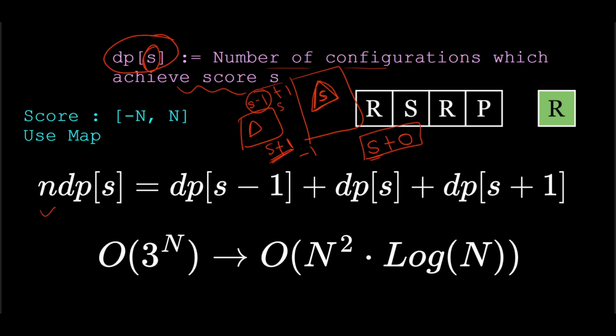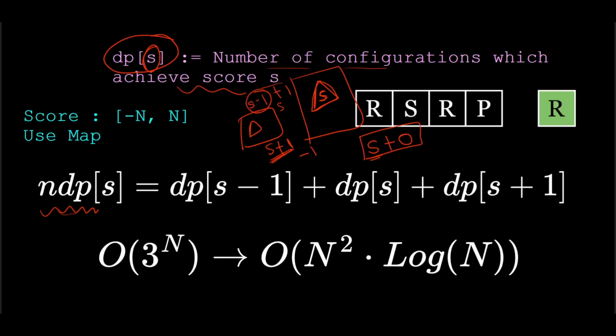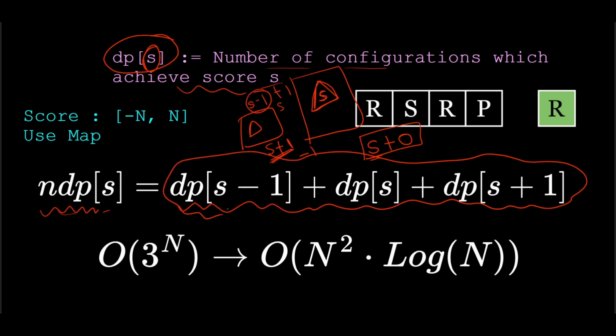Therefore, if this is the NDP array and this NDP is nothing but the new rectangle that we are creating for these 5 rounds, the NDP can be constructed by using the triangles from these 3 equivalence classes of the previous DP array. And using this technique we have optimized the time complexity from 3 to the power n to O of n square into log n. Now why do we need this log n factor?